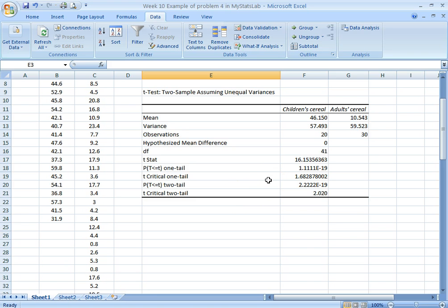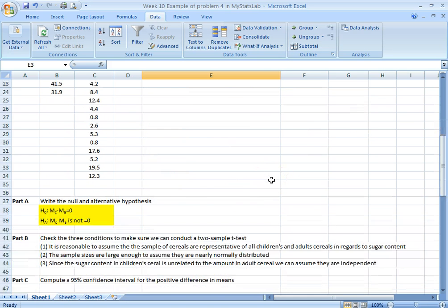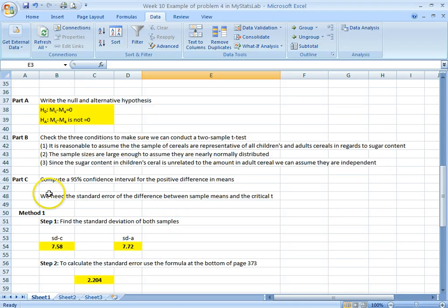So this is a lot of information that we will need, because our next step is to compute a 95% confidence interval for the positive difference in means. So for this, we're going to need to know the standard error of the difference between the sample means and the critical t. Okay, there are two methods we can use to come up with this.